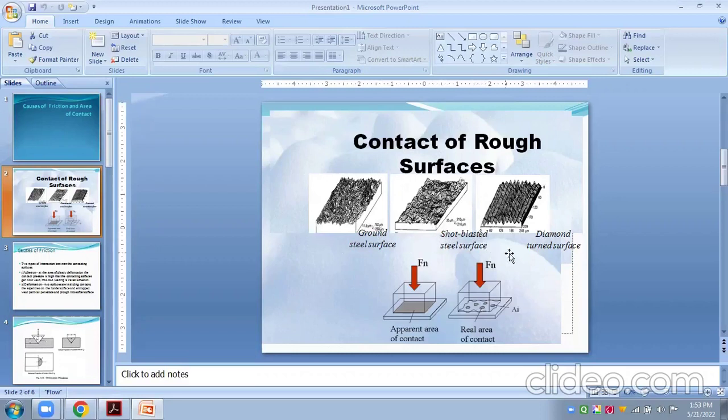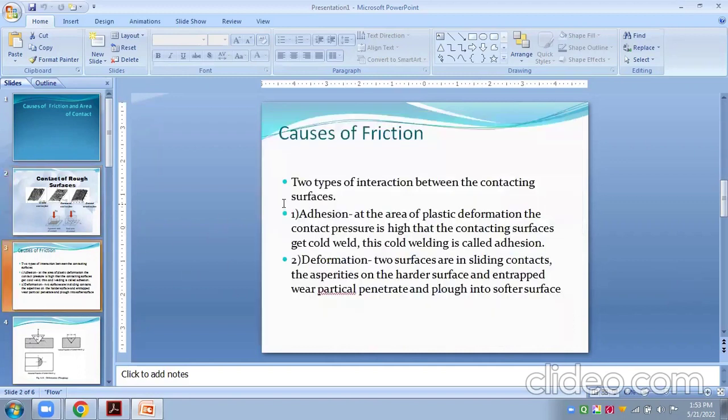Plastic surfaces and diamond surfaces. So the asperity contacts are always affected by the geometry of these surfaces. Okay. And after that, from the surface geometry, we can find the apparent area of contact as well as the real area of the contacts. So, first of all, what are the various causes of friction we have to see?